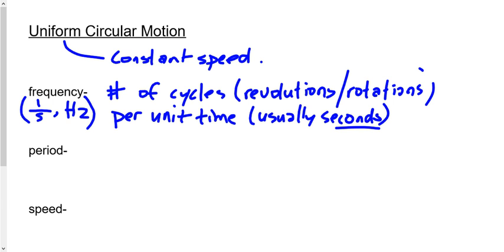All right, so it's the number of cycles per unit time, usually in seconds, and we can express that definition as an equation. We could say f is equal to the number of cycles over the time. Can you guys read that? Maybe not. Let's try to make that a little bit neater.